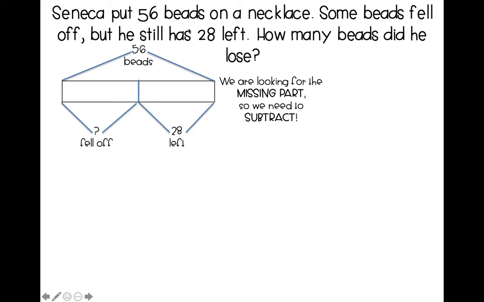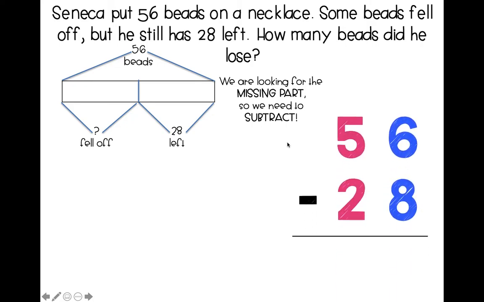If we look closely, 56 is our whole. That's how many Seneca started off with. We want to know which part fell off. How many? So we need to subtract to find that missing part. So our problem is going to be 56 minus 28.